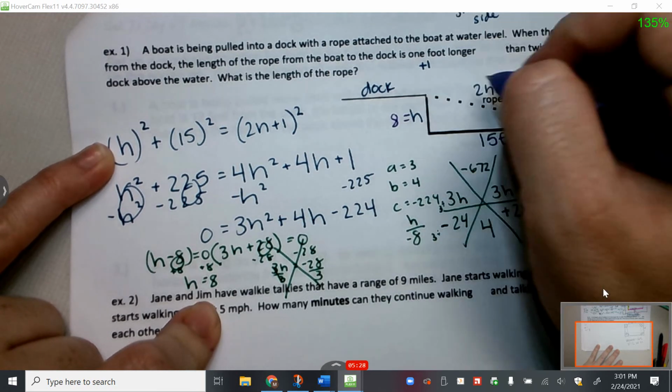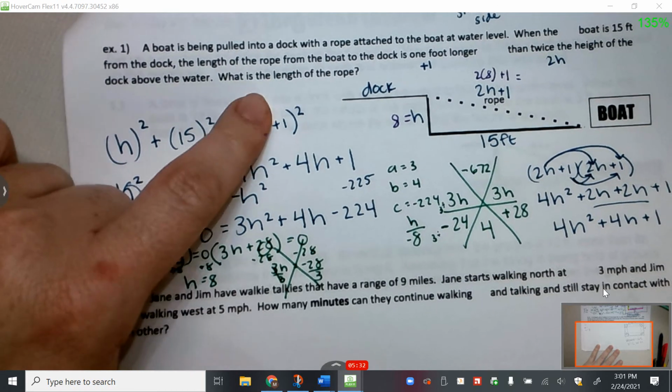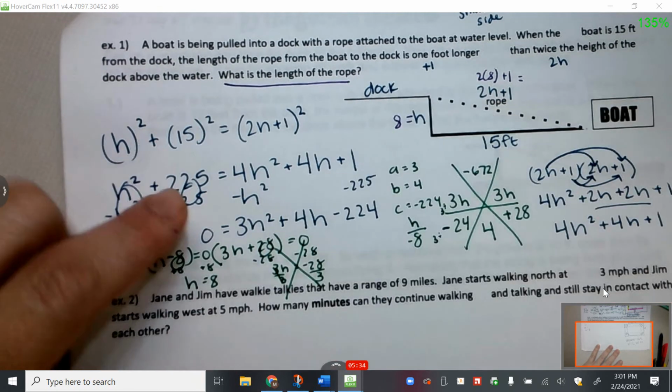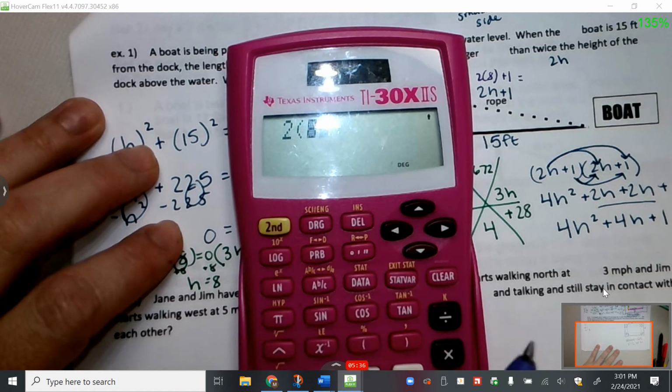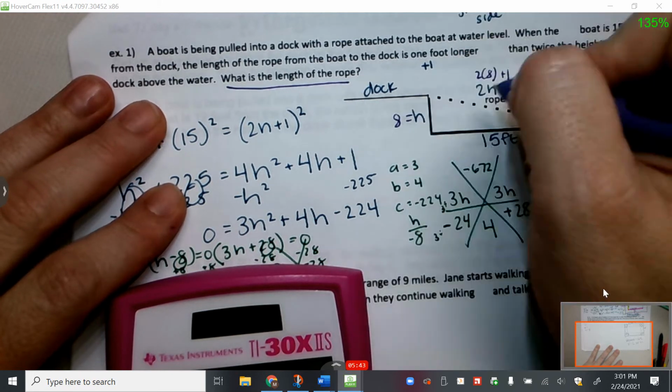15 is already there, so 2 times 8 plus 1 is going to give me the length of my rope, which is what it's asking for. What is the length of the rope? So 2 times 8 plus 1 is 17. And this is all in feet.